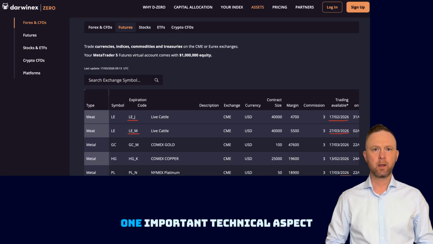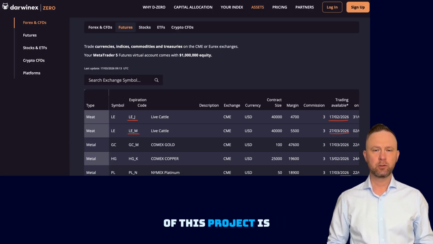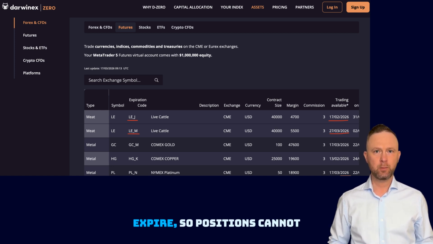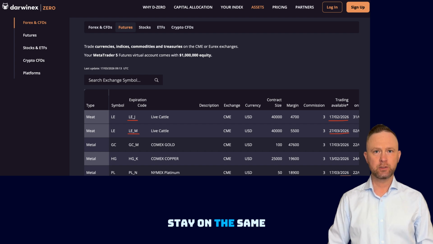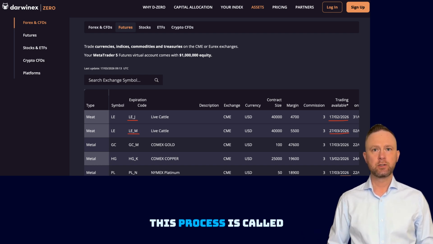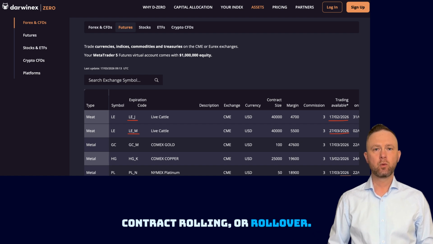One important technical aspect of this project is contract rolling. When trading futures, contracts expire, so positions cannot stay on the same contract forever. Before expiration, trading has to be shifted from the old contract into the next active one. This process is called contract rolling or rollover.